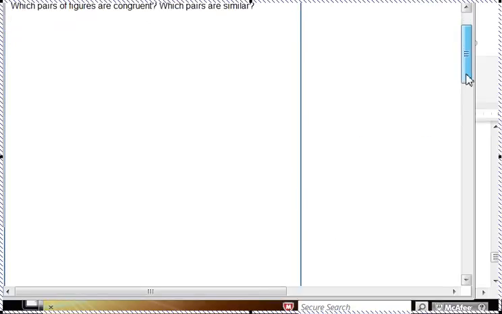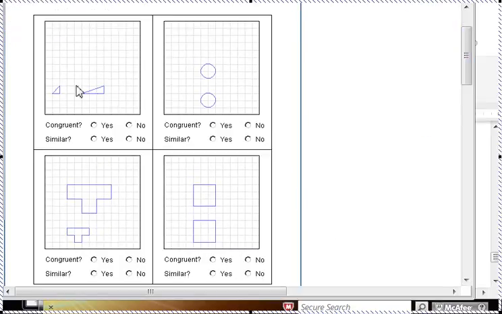Let's talk about this one. First of all, are these congruent? Top left. No, they're not congruent. They're absolutely not the same exact figure. Are they similar though? No. Why not? They're kind of the same shape-ish, right? This one's a triangle. That's a triangle. Triangle's a shape. Yeah, but it's not similar enough.